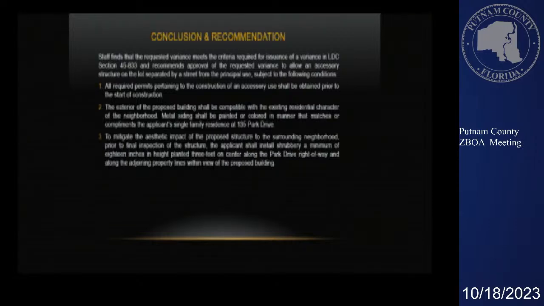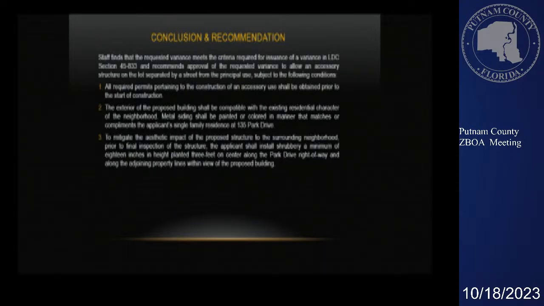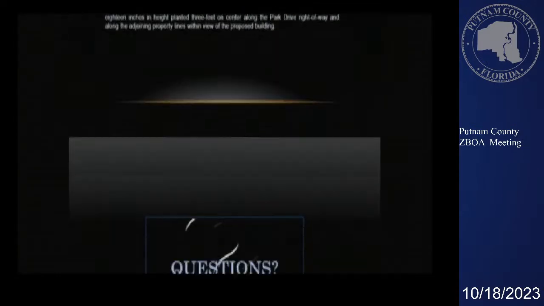Metal siding shall be painted or colored in a manner that matches or complements the applicant's single-family residence at 135 Park Drive. To mitigate the aesthetic impact of the proposed structure on the surrounding neighborhood, prior to the final inspection of the structure, the applicant shall install shrubbery, a minimum of 18 inches in height, planted 3 foot on center along the Park Drive right-of-way and along the adjoining property line within view of the proposed building. Any questions?